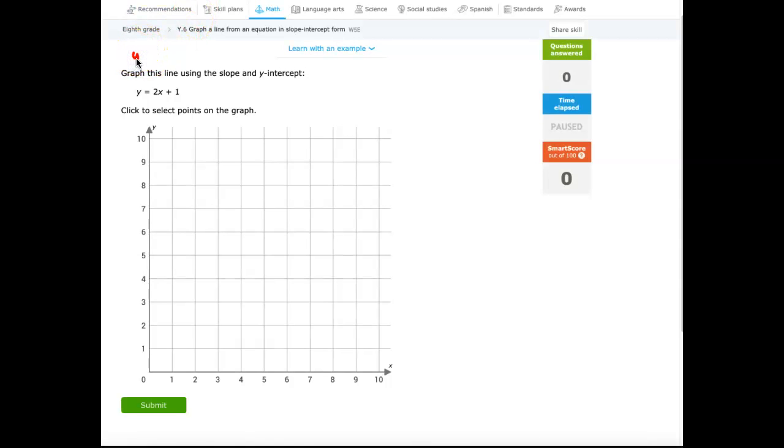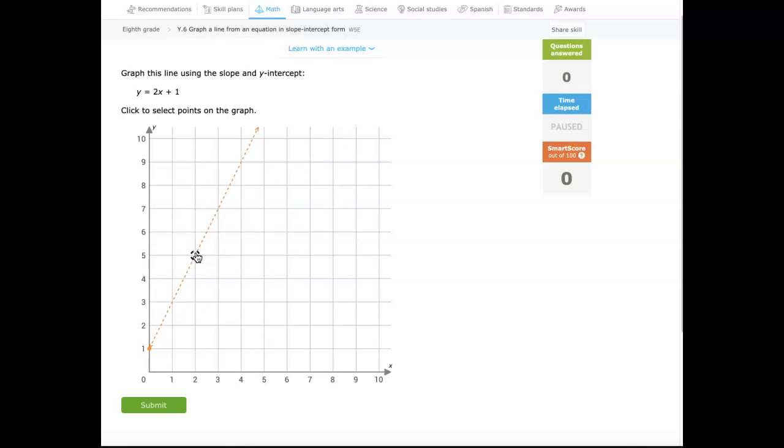Slope-intercept form is y equals mx plus b. The y-intercept is the starting point b, and then the slope, we'll worry about that later, but we're going to start with a starting point. So 1 is the y-intercept. That's right here, right? So that's the starting point, and then where does my graph go?